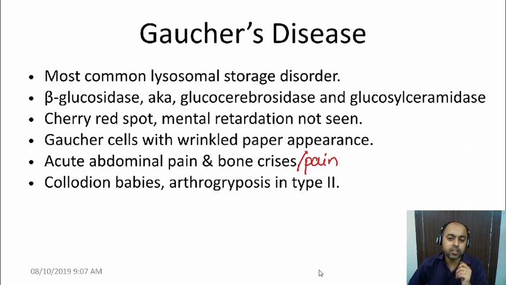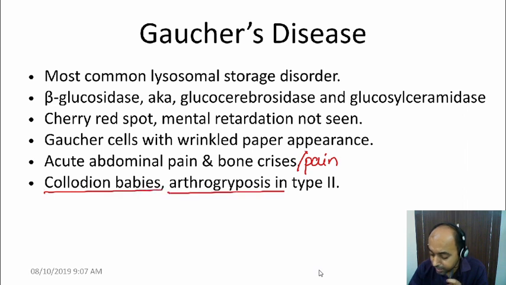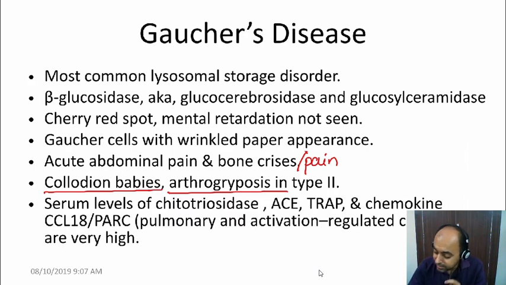Two terms were associated with type 2 Gaucher's. No need to go into details, just remember the terms: collodion babies and arthrogryposis. What is more important is the simultaneous elevation of the chitotriosidase, the ACE enzyme, and TRAP enzyme. These being elevated simultaneously is a very strong indication that the condition is Gaucher's disease.